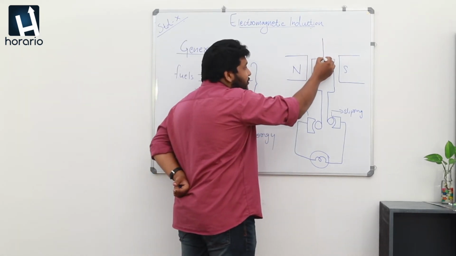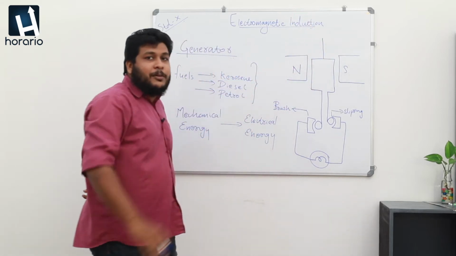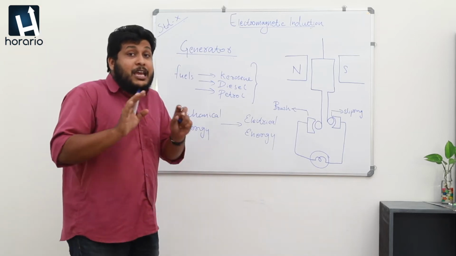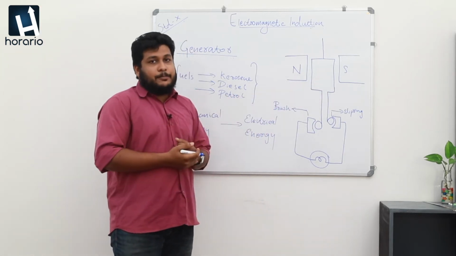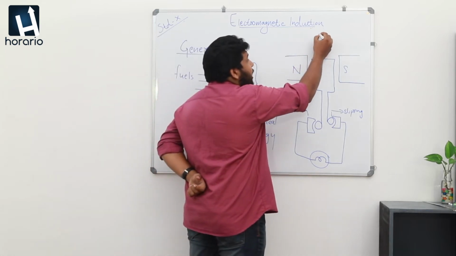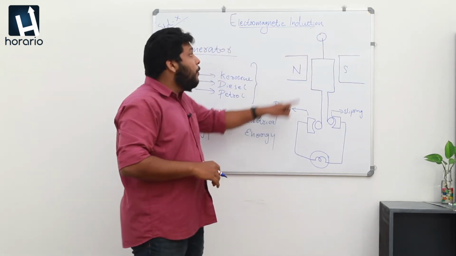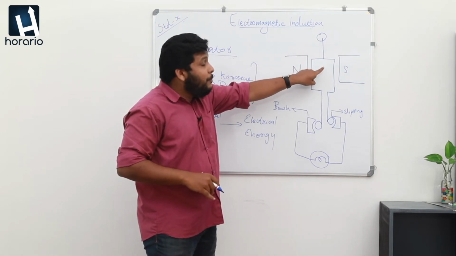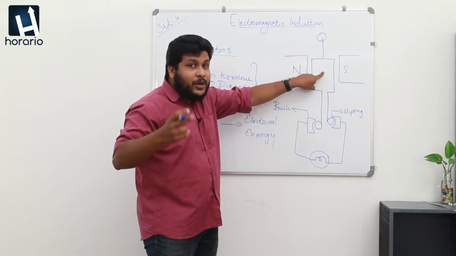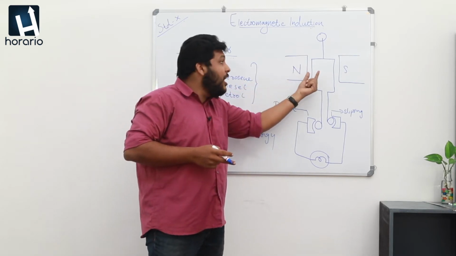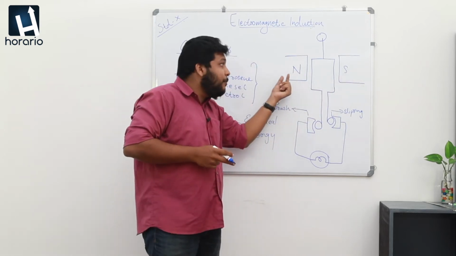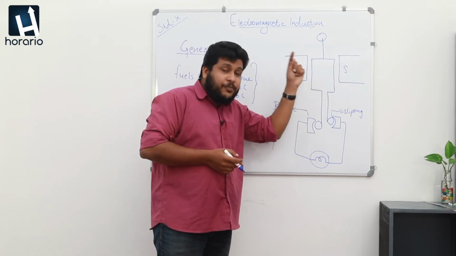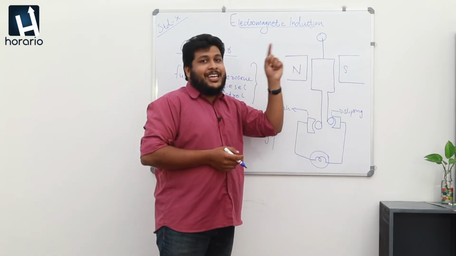So this armature will be connected to an external power source. That power may be mechanical power or any other kind of power. Our aim is to rotate this armature. So I am giving mechanical energy here. With the help of this mechanical energy, the armature rotates. When the armature rotates, the solenoid connected to it passes through the magnetic flux established between these two poles. When the magnetic flux cuts or interferes, there will be a production of EMF.